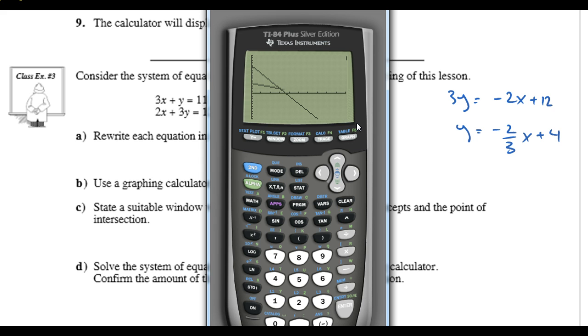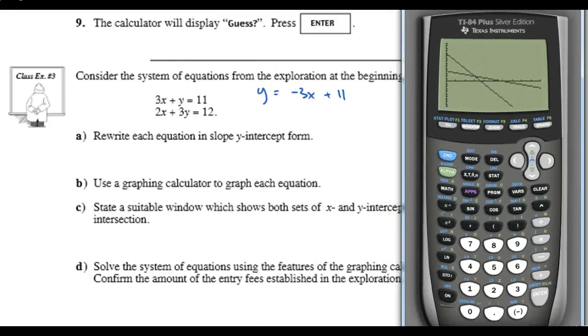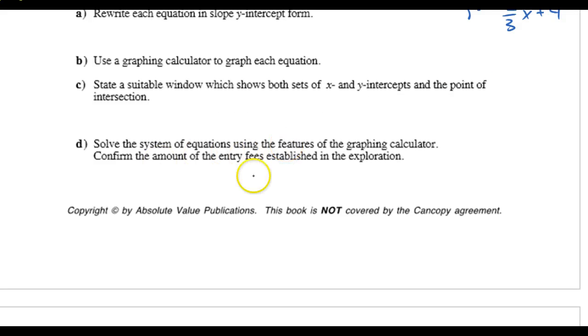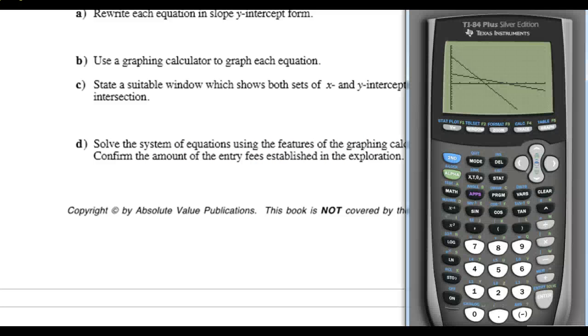Okay, that's a little bit better now. I can see both my y and x intercepts and the point of intersection. Now let's go down to this main question here. Solve the system of equations using the features of the graphing calculator. So visually you can kind of eyeball that. You can maybe say that's 1, 2, 3, 3.5, and my scale is not very good, so if I change my scale on the y-axis so I can go up by 2s, that might be a little bit better.